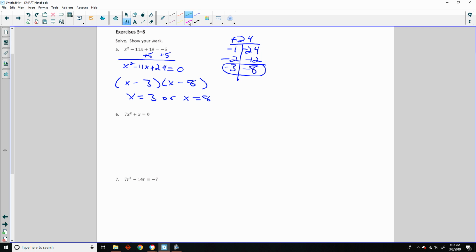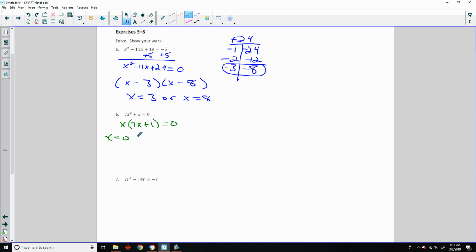Number 6. It's already equal to 0. And I want to look at this as a whole. I look at this and I can see what I can factor out. Always look for greatest common factors. There's an x in each term. I will factor out one of those x's. 7x squared divided by x is 7x. x divided by x is 1. So in this case, if x equals 0, 7 times 0 is 0 plus 1 is 1. 0 times 1 is 0.